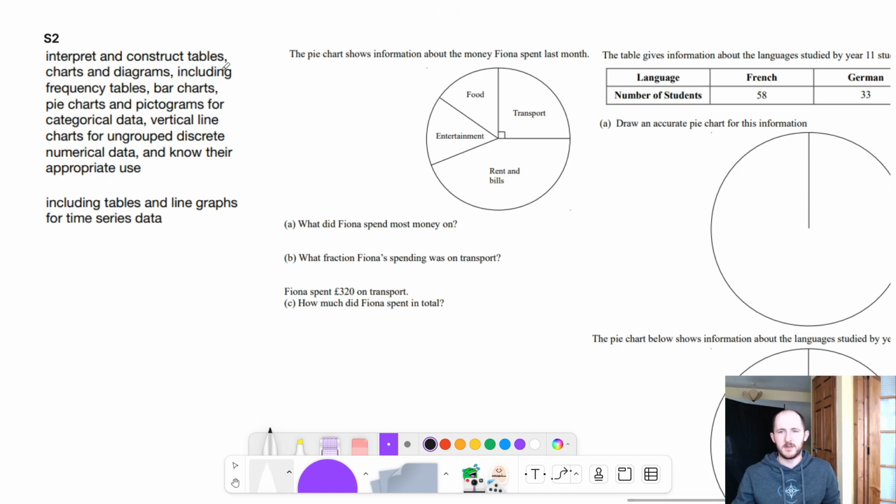Here you need to be able to construct various different diagrams and charts and stuff. So I think the hardest one is probably pie chart. So what did Fiona spend the most money on? Rent and bills. What fraction was on transport? Well, it's 90 degrees, so it's a quarter. She spent £320 on transport, and we know that that's a quarter of her total budget. So 4 times that is her total budget, which is £1280.